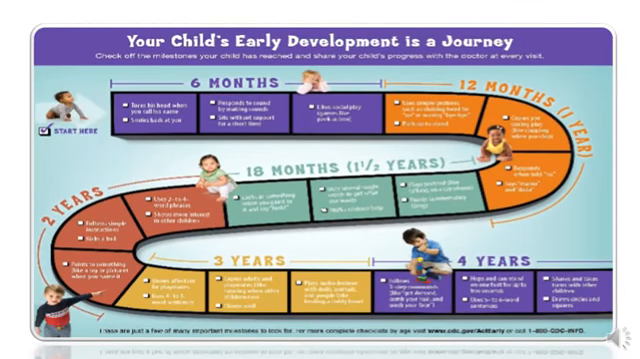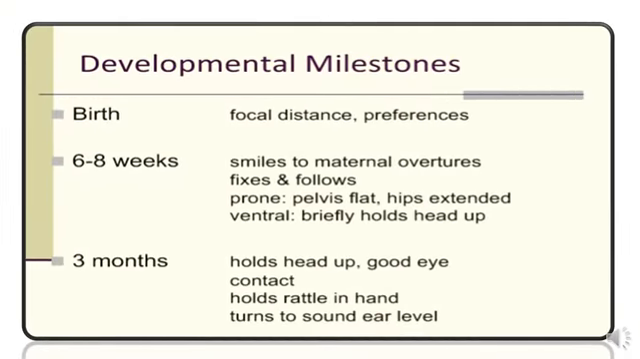The development of a child is a journey. It has many stops, and at last it will reach its final destination when the child reaches his adolescence. We can divide the developmental milestones according to the age of the child into the following. At birth, the child will start to form his ability to focus for a distance, and he will shape his preferences. At the age of 6 to 8 weeks, he will smile to maternal overtures, he will fix and follow, and he will be able to change his position from prone to ventral, and at the prone position, he will have his pelvis flat and his hips extended. While in the ventral position, he will hold his head up briefly.